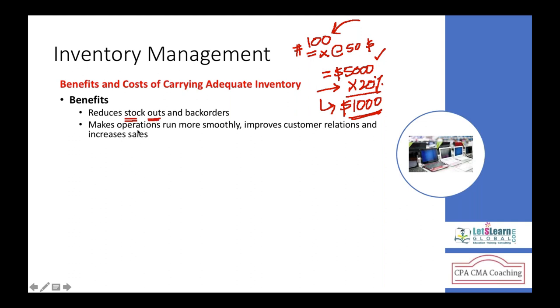So we want to minimize the stockout cost, or we do not want to have any kind of back order issues. So we'll have adequate inventory. We maintain good levels of inventories.